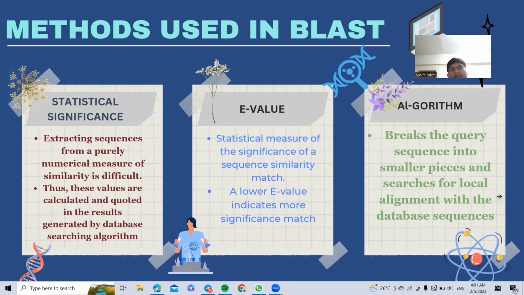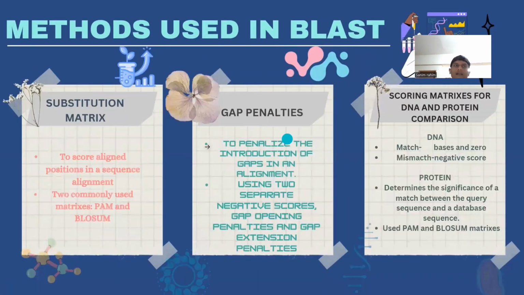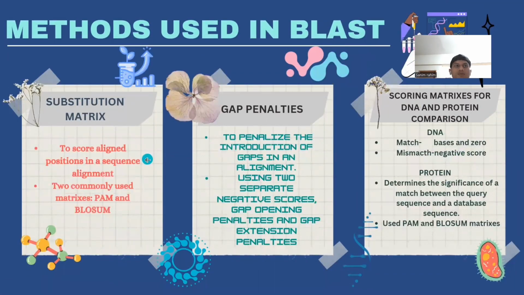The next method is the substitution matrix. A substitution matrix is used to score aligned positions in a sequence alignment. Basically, there are 2 commonly used matrices, which are PAM, which is percent accepted mutation, and BLOSUM, which is block substitution matrix. PAM and BLOSUM have their own functions and differences.